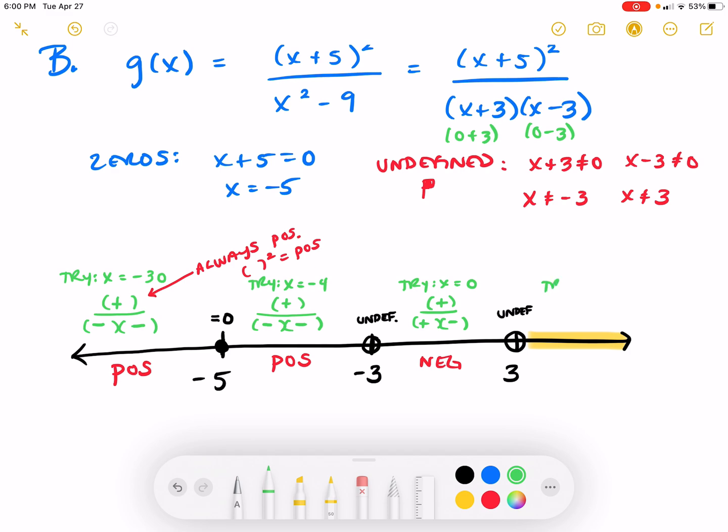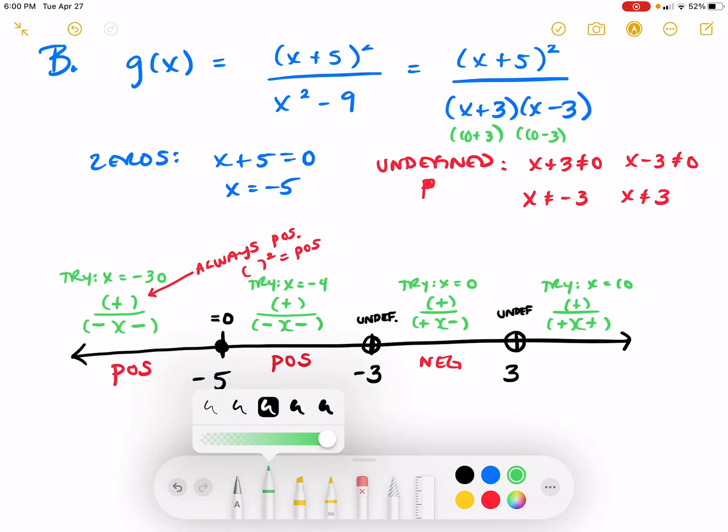Finally, last interval is going to be greater than 3. So I'm going to try x equals 10. And we've got our numerator and two denominators. Well, 10 plus 3 is obviously going to be a positive, and 10 minus 3 is obviously going to be a positive too. So this last interval is going to be a positive.